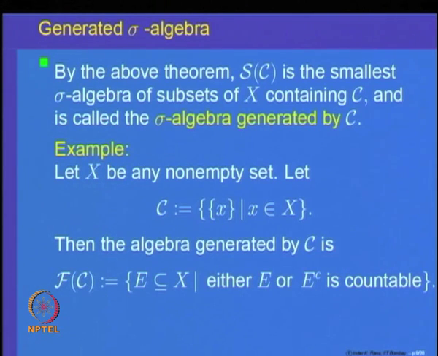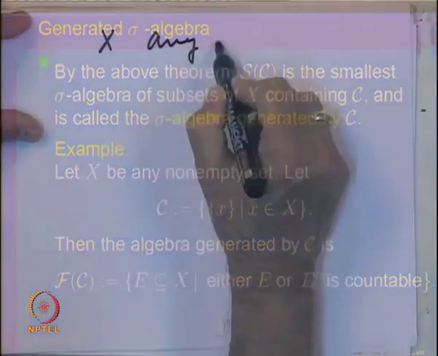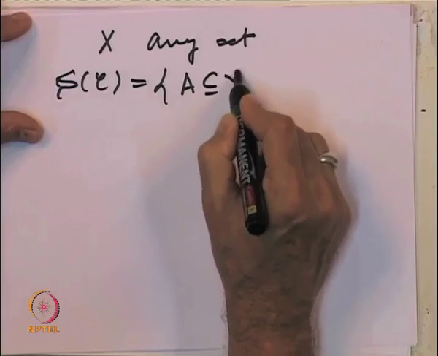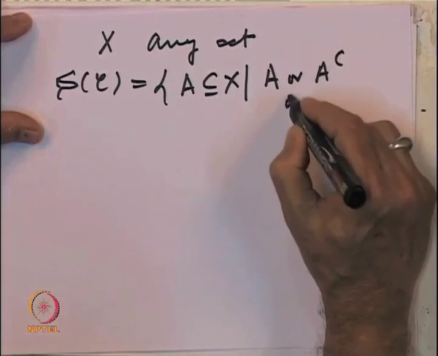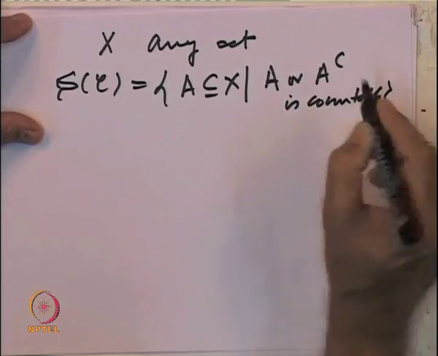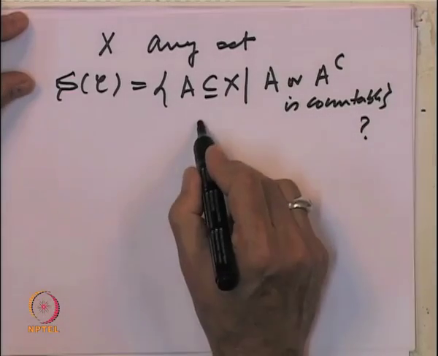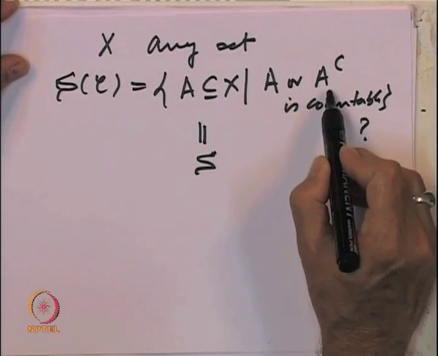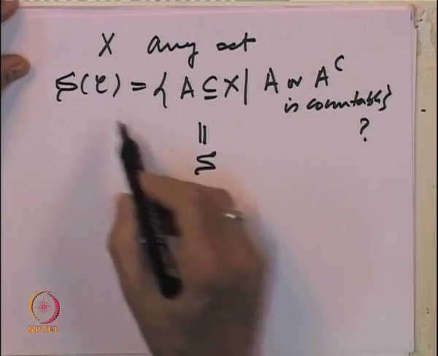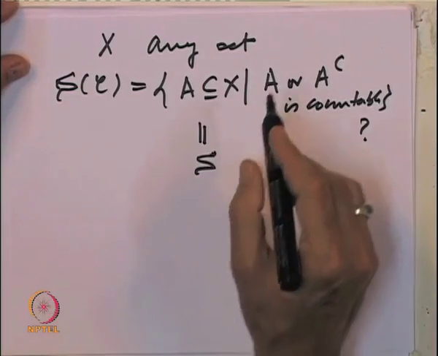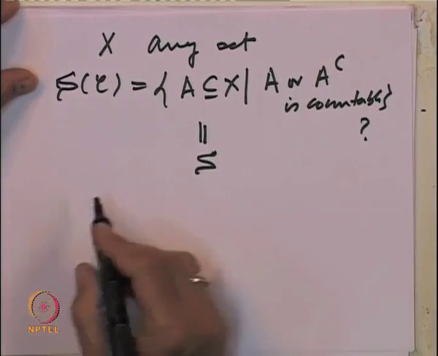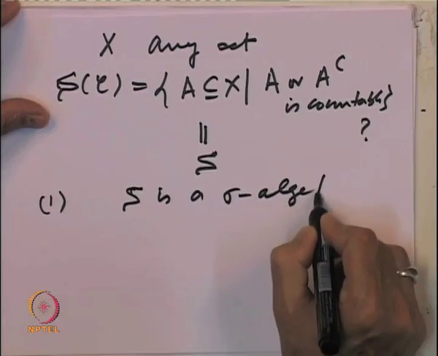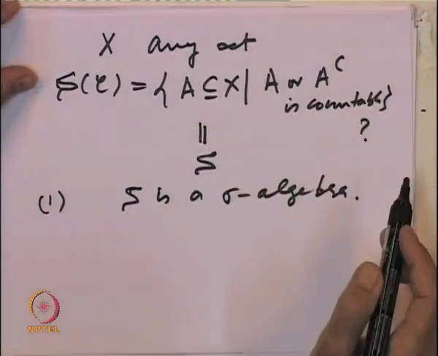So, let us prove this fact. X is any set. We take S to be the collection of all those subsets A contained in X such that A or A complement is countable. Sets which are countable or whose complements are countable, that collection is called S, and the claim is that σ(C), the sigma algebra generated by the singletons, is nothing but this collection. First observation: S is a sigma algebra, which we have just proved.